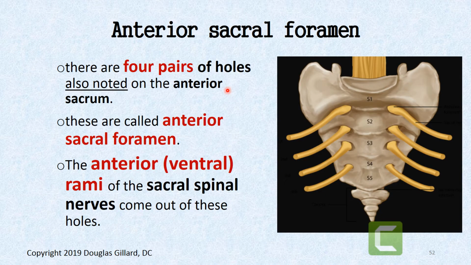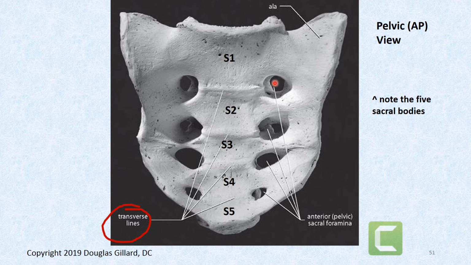Okay, the anterior sacral foramen, these holes right here. Look at the real ones. Be careful because there are posterior ones as well back here. But here's the anterior sacral foramen. These are the holes in the front.